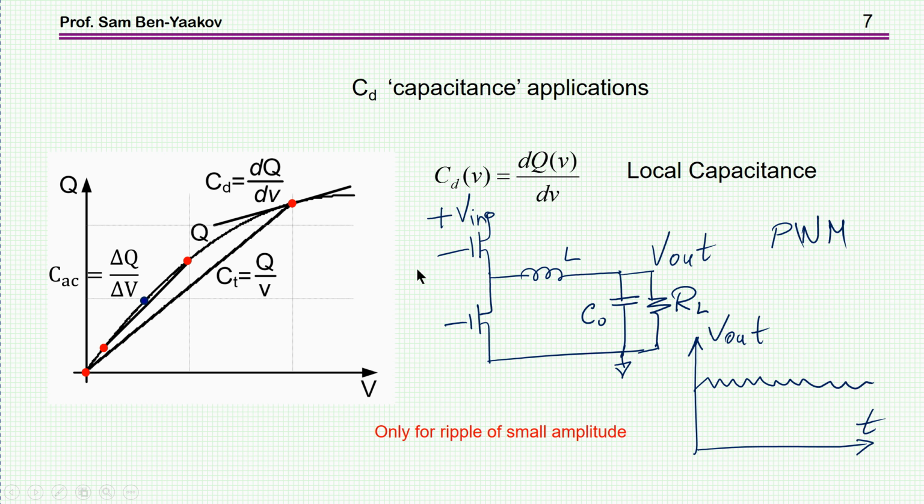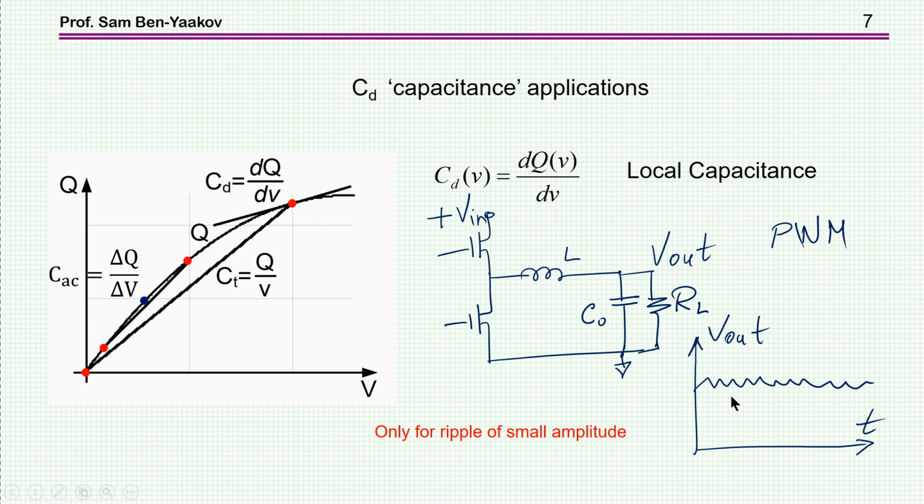For example, in a, say, a buck converter at the output, if this is this nonlinear capacitor, a ceramic capacitor, you're going to have DC with AC ripple, and the relationship of this ripple voltage and current of this ripple is according to this local capacitance or the small signal capacitance, that is this slope here. This will be the DC and this will be the AC superimposed. Now this is correct only if the amplitude is small.